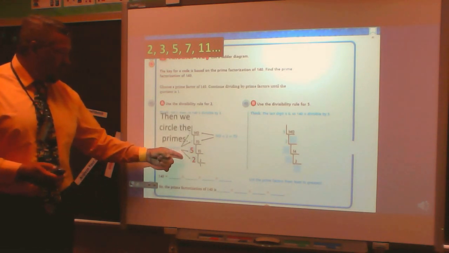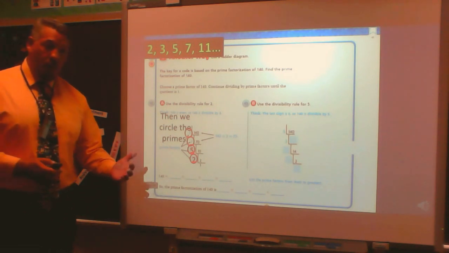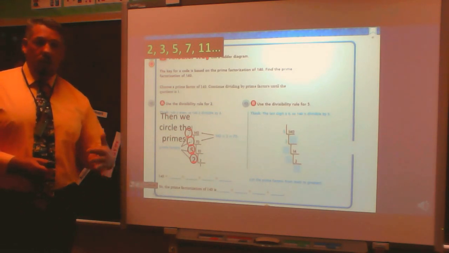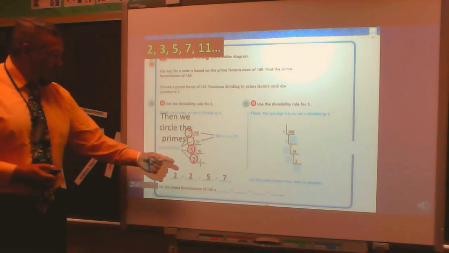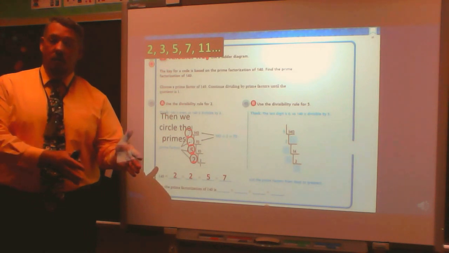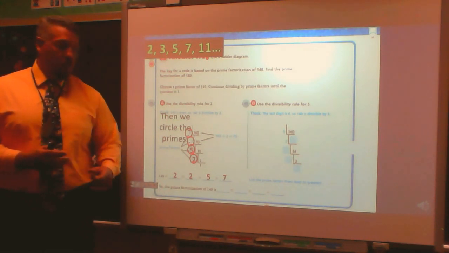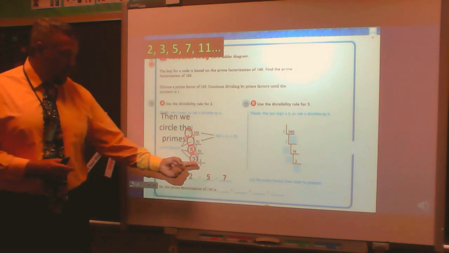So when I look at it though, I'm left with the 2, the 7, the 5, and the 2 as my primes, and then I have to put them in order from least to greatest. So I have 2 2s, a 5, and a 7, and I remember that it's a product answer. So it's a multiplication problem of my primes from least to greatest. 2 times 2 times 5 times 7.